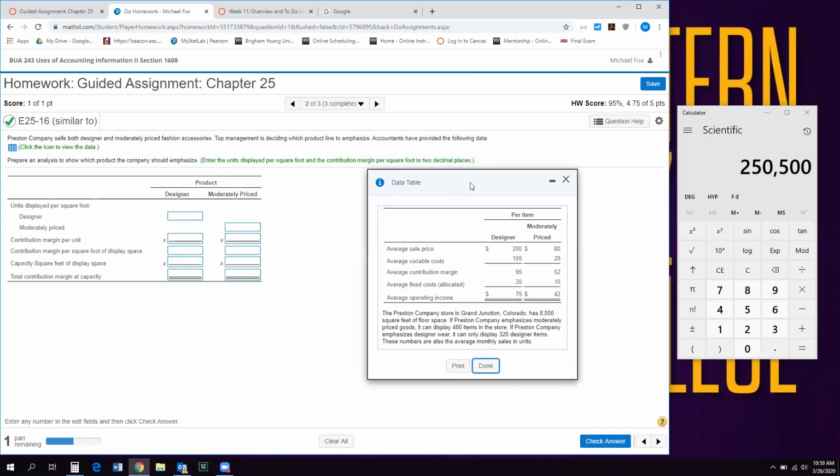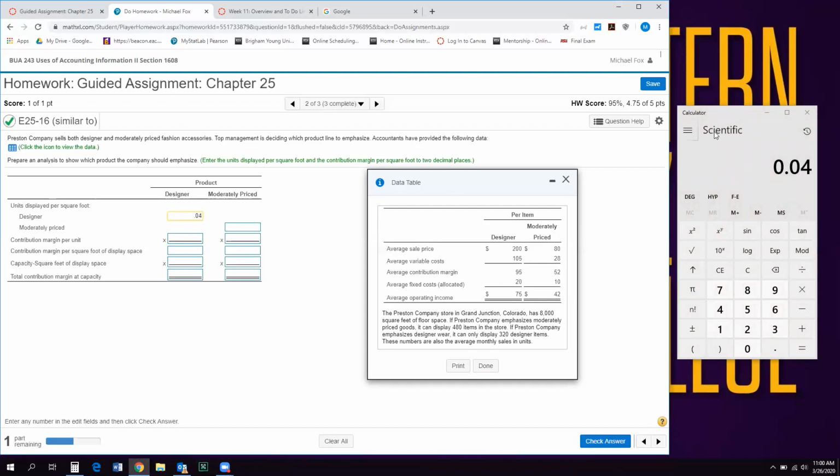So let's see. Our units are displayed per square foot, and so the number we can do per square foot. So they have 8,000 square feet of floor space. They can display 480 of the moderately priced goods, but only 320 if they do the designer wear. So for designer, we're going to say 320 divided by the total square footage, which is 8,000. So you can display 0.04 designer wear per square foot of store space.